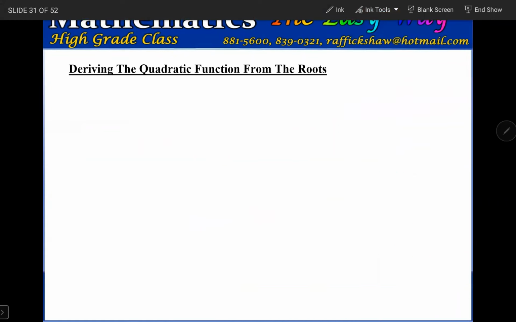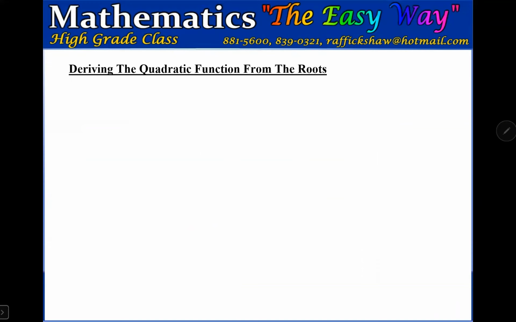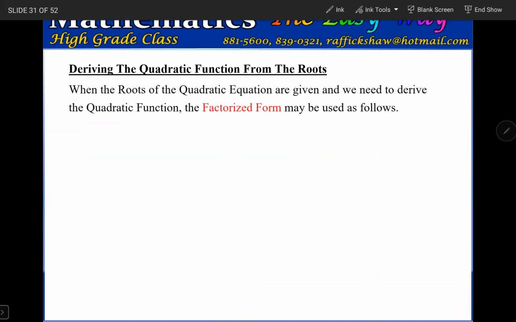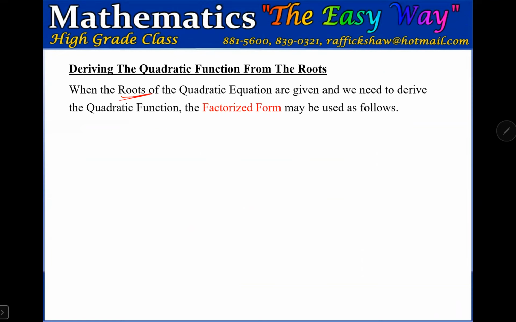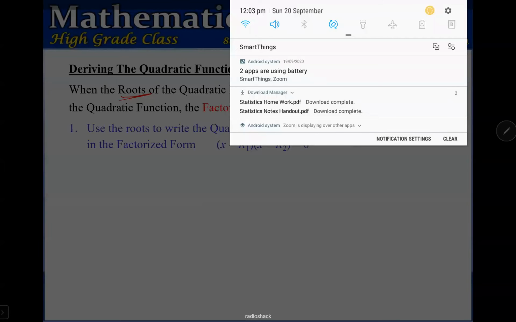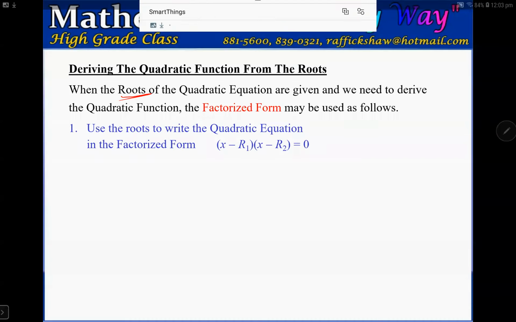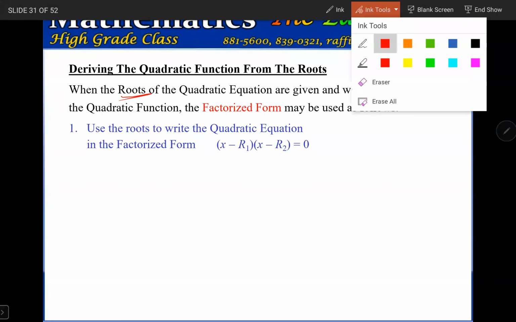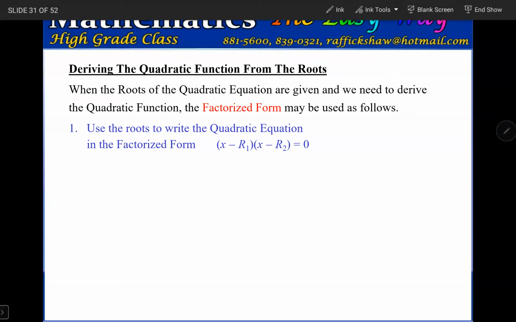So remember, going from the roots to the equation, and then from the equation to the function. All right, so let me continue now. So we're going to see that. When the roots of the quadratic equation are given, and we need to find the function, we need to derive the function, the factorized form may be used. So this is one method now. The factorized form may be used as follows.